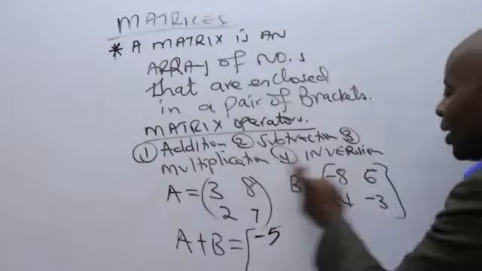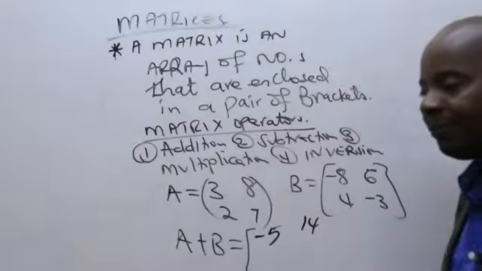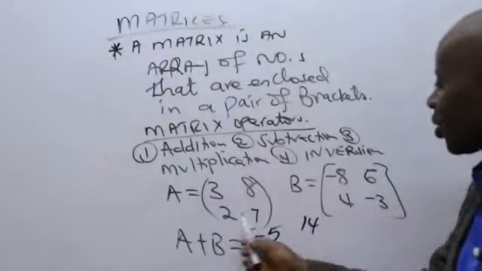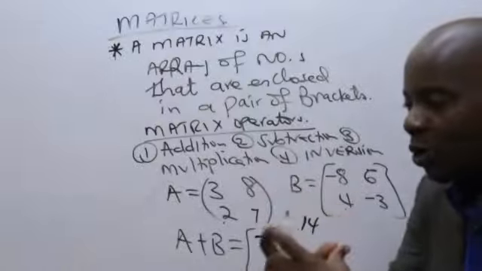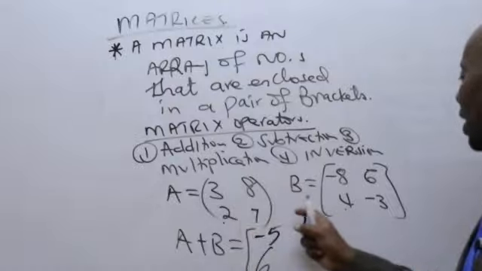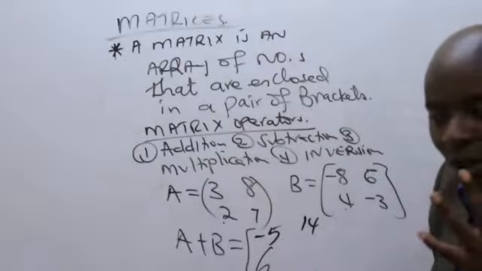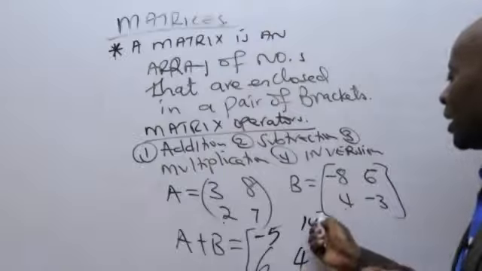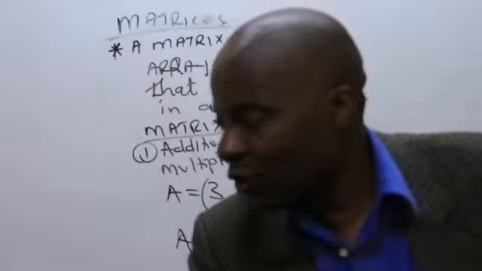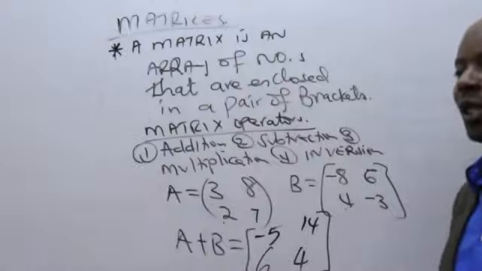And then we have the second elements that are corresponding. So we have 8 plus 6 giving us what here? 14. And then we have the third element. So we have 2 and 4. When you consolidate them together through addition, 2 plus 4 will give us 6. And then we have 7 plus -3, that gives us 4. And that is it as pertains addition of matrices. So addition of matrices really is not a tough thing.